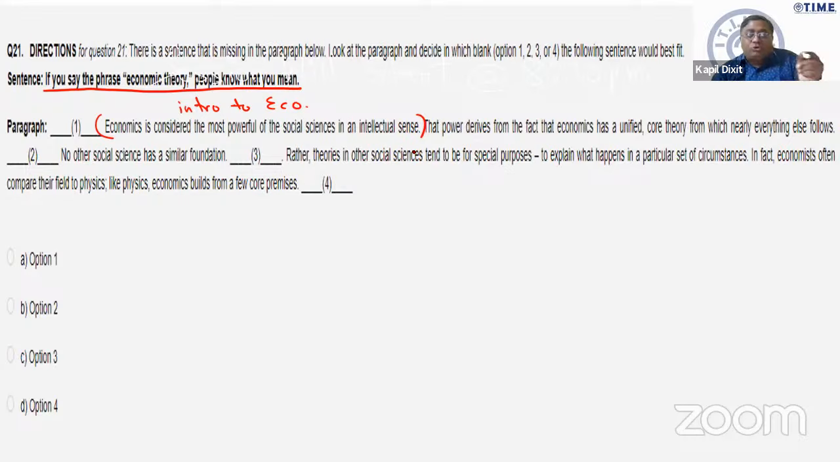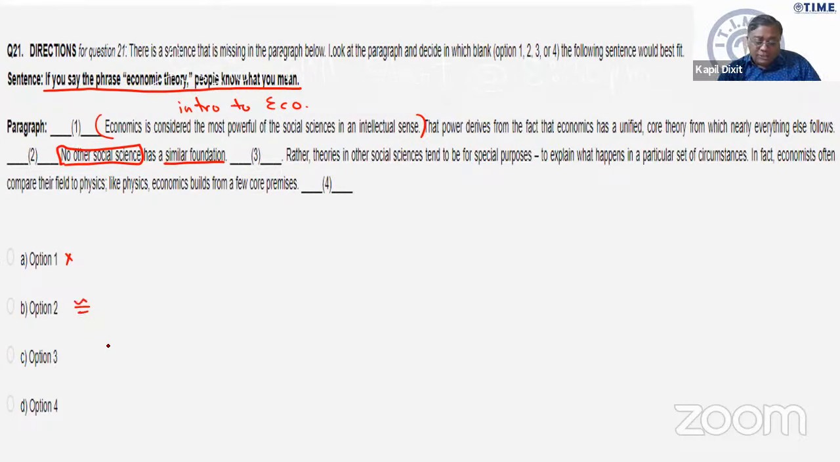Now, this sentence, if you say the phrase economic theory, people know what you mean, cannot be preceded by a sentence that talks about economic theory. Okay, so this is a wrong answer choice. That power derives from the fact that economics is a unified core theory from which nearly everything else follows. Now, if you say phrase economic theory, people know what you mean. No other social science has a similar foundation. Similar foundation. What kind of foundation are we talking about? People know what you mean. So, looks to be a good choice.